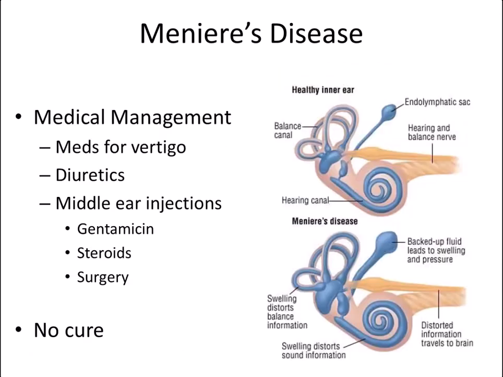The prognosis for Meniere's disease isn't as good as the others. There essentially is no cure. As far as medical management, patients are given meds for their vertigo, and diuretics to help with the feeling of fullness or the inflammation in the ear. They may be given middle ear injections such as gentamicin, which we talked about previously with the gentamicin ototoxic ablations. It essentially knocks out the function of that particular ear. They could also be given steroids and/or surgery. Realize that once Meniere's patients are stable, then they can be good candidates for vestibular rehabilitation.